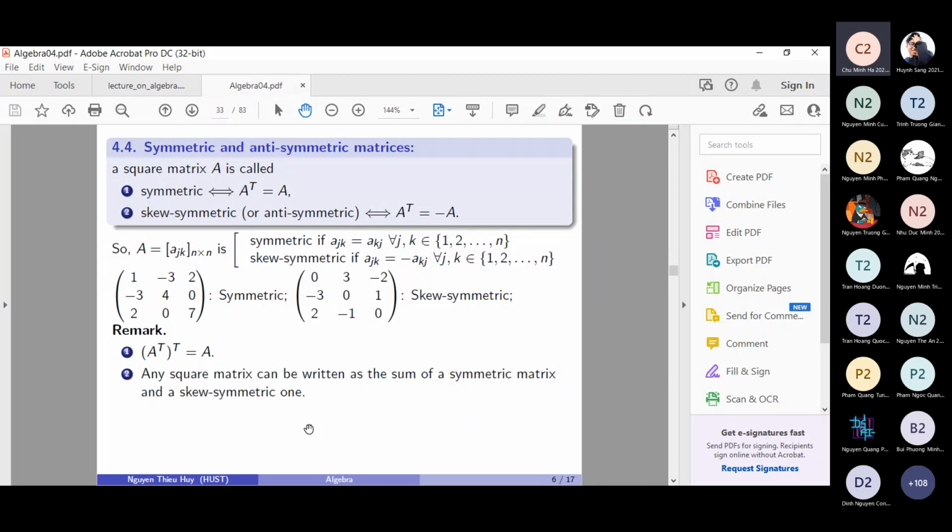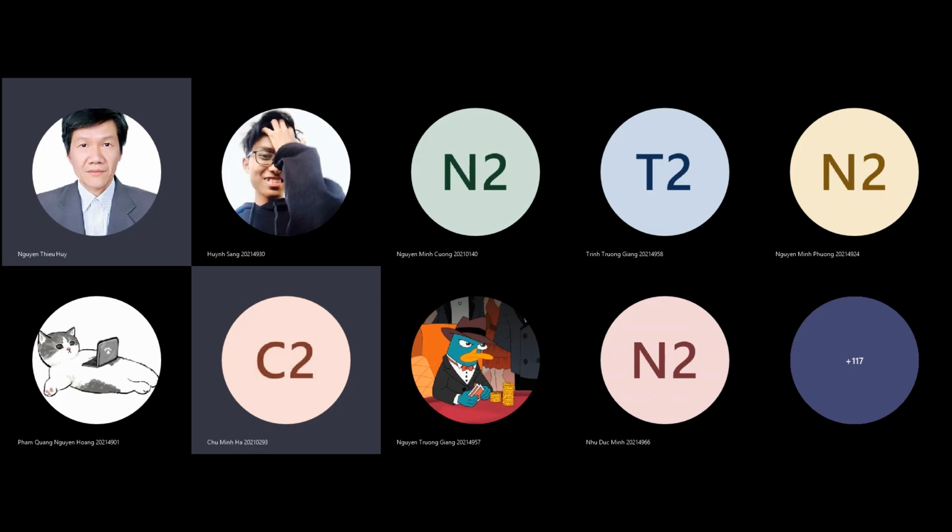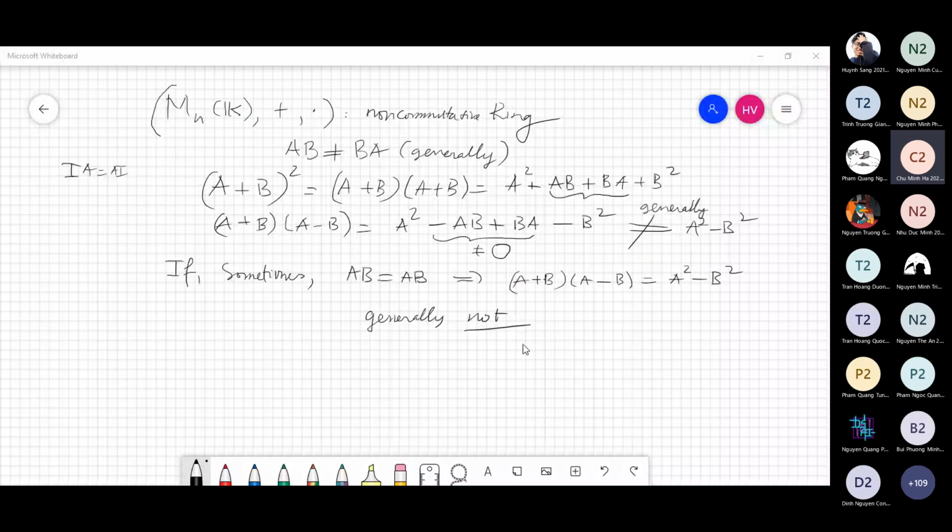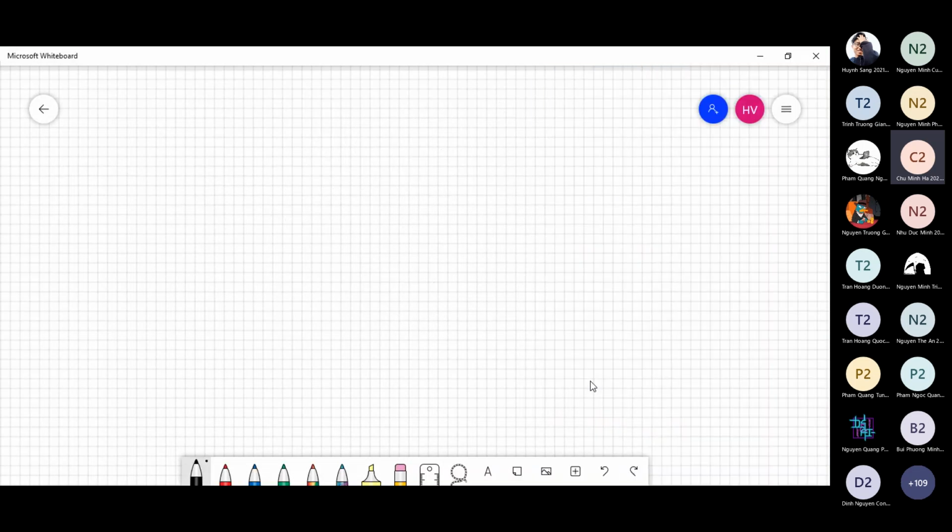So let's return to the whiteboard. Let me share the whiteboard here. Good. So I want to remind you of the properties of the transposition before I prove that. Now this seems nice. So what we have to do is to use the properties of transposition, but I want to remind you.